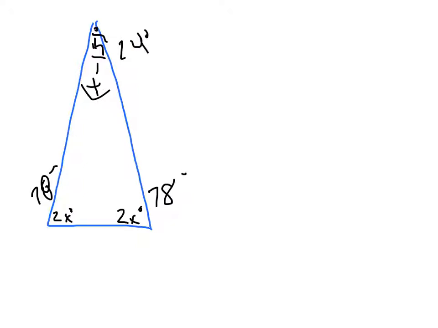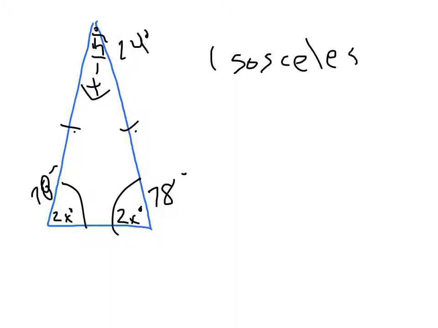Okay, now I can go ahead and say, if I know that these 2 angles are equal, I also know that these 2 sides are equal. So with that being the case, because I have 2 sides that are equal, it's an isosceles triangle. And being that these are all less than 90 degrees, it is an acute triangle.